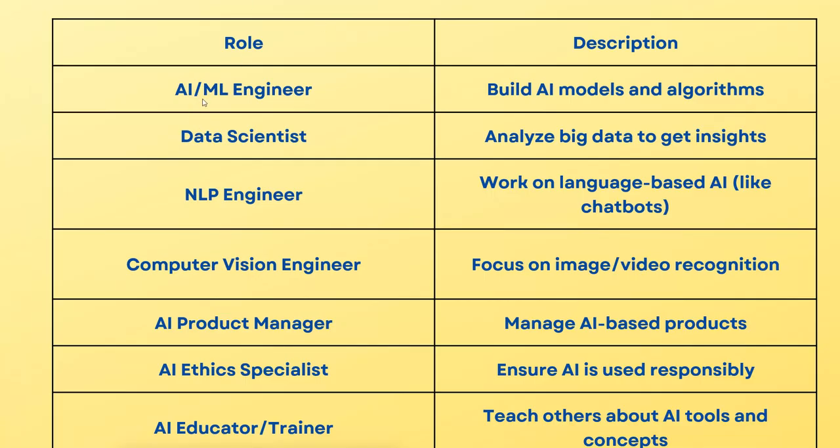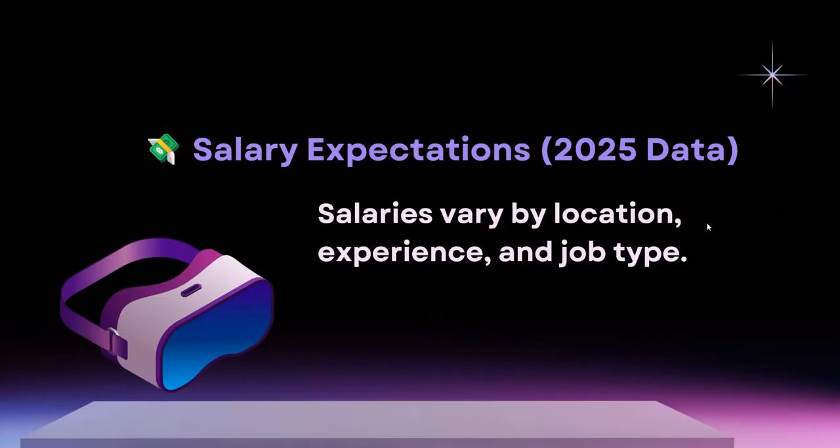The role: AI or ML engineer, who can build AI models and algorithms. If you become a data scientist, how is AI helpful? It helps in analyzing big data to get insights. An NLP engineer works on language based AI. A computer vision engineer focuses on image or video recognition. An AI product manager manages AI based products. An AI ethics specialist ensures AI is used responsibly. An AI educator trainer teaches others about AI tools and concepts.